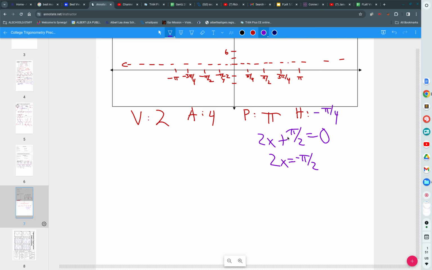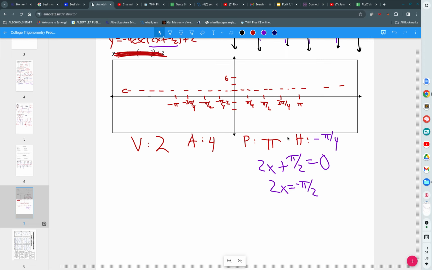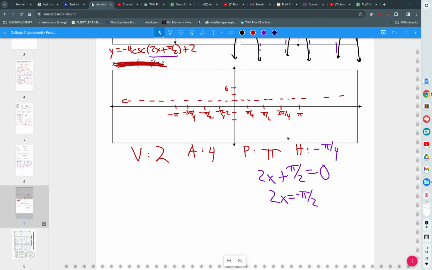Now we're going to avoid the ghost graph altogether. This is the trick to cleaning up your graph, and it's going to help you out. If it's a cosecant graph, do I want to graph sine or cosine? Sine. Does sine start at the max, min, or middle? Middle. Is it going to start by going up or going down? Down. Is everybody clear that I would want to start right here in the middle and then go down?